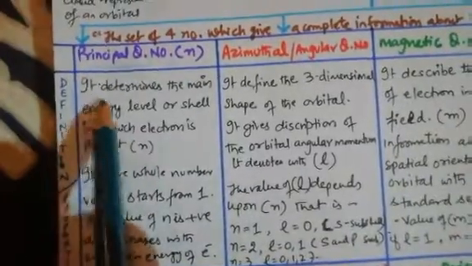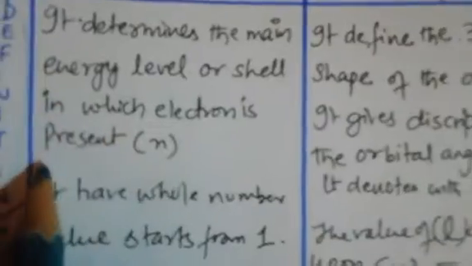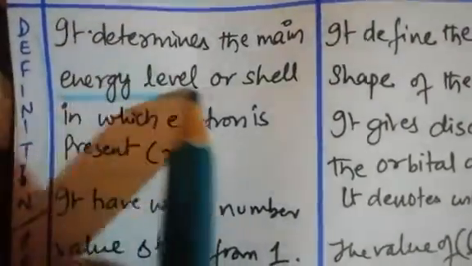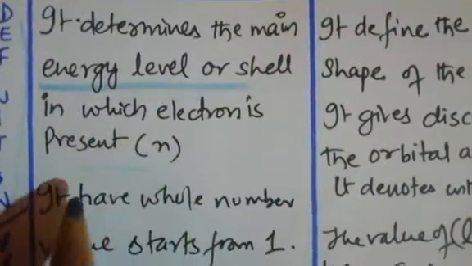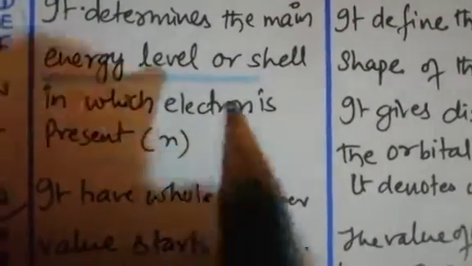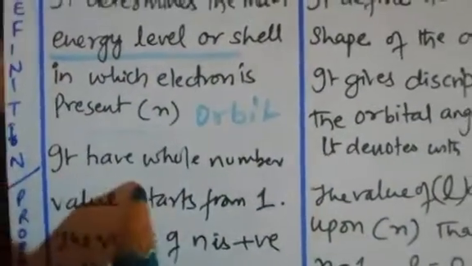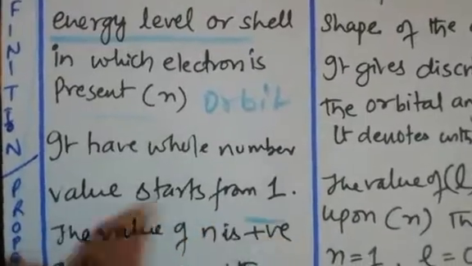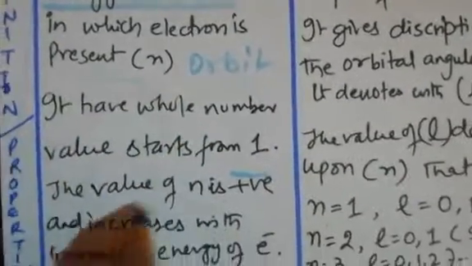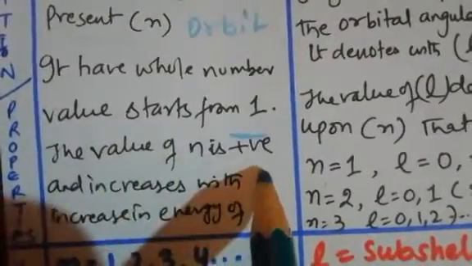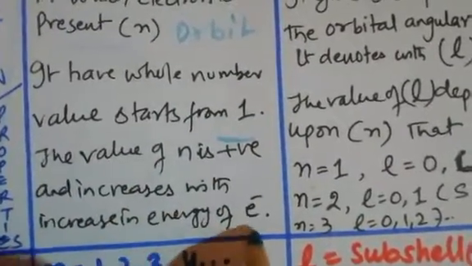Let's discuss first the definition and properties. The principal quantum number determines the main energy level or shell in which the electron is present. Where is the electron present? The electron is always present in an orbit, or you can use the word shell. It has whole number values starting from 1. It can never be 0 and never be negative; the value is always positive. The more the value of n, the more the energy of the electron.